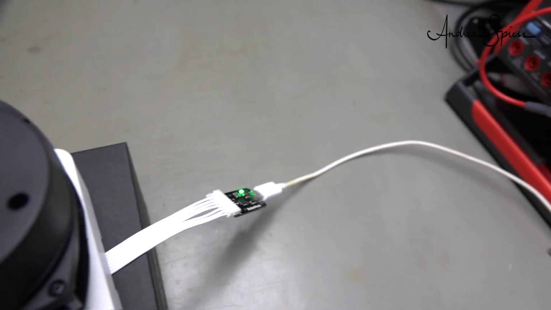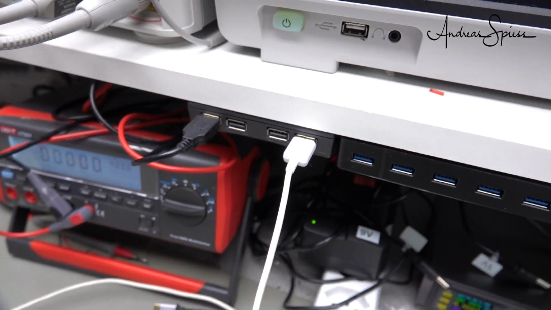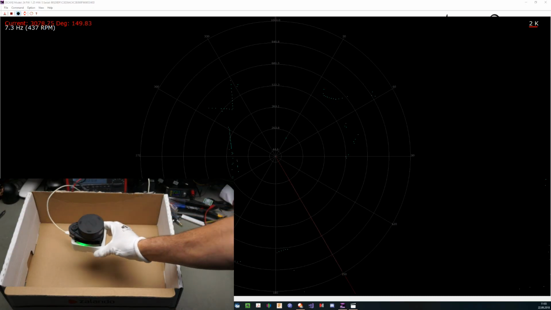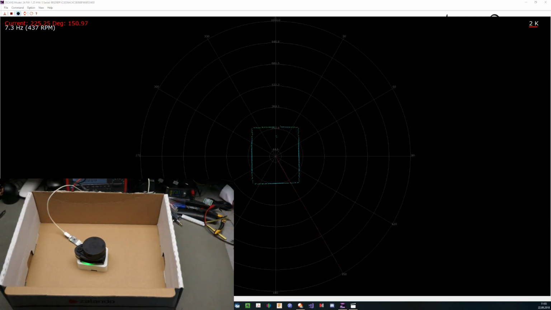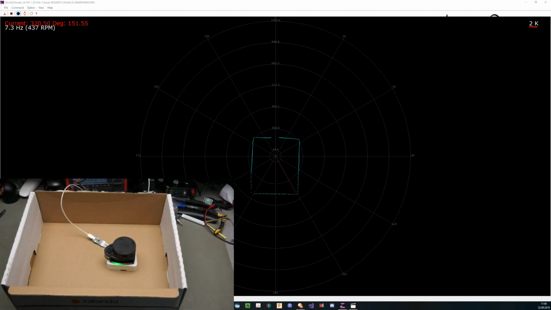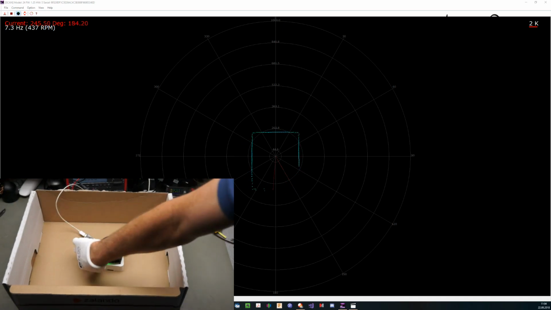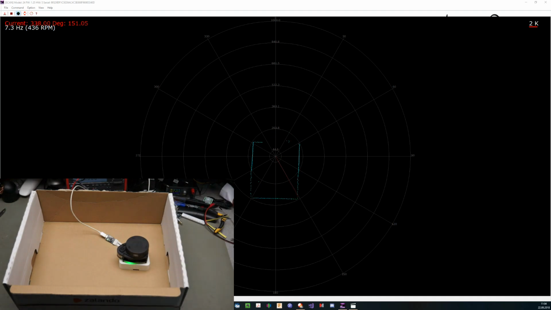I connect it with an FTDI adapter to my PC and start the software which comes with it. As a first test, I put the LIDAR in a box. What does it see? A rectangle, of course. Nice. And if we move the sensor, the square moves too. Only if one of the walls gets closer than about 15 centimeters or 6 inches, the LIDAR does not see it anymore, because it is blind on short distances.